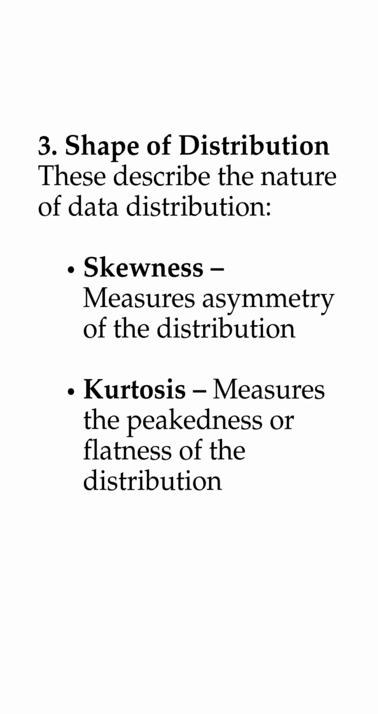Then, depending on the shape of the distribution, these describe the nature of data distribution. That includes skewness and kurtosis. Skewness measures the symmetry, and kurtosis means the peakedness or the flatness of the distribution. That is termed skewness and kurtosis.